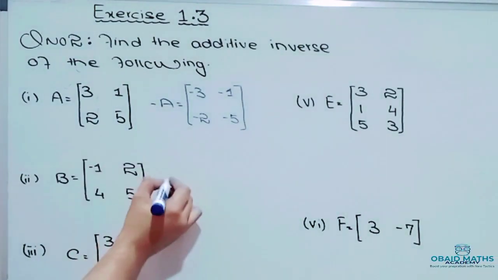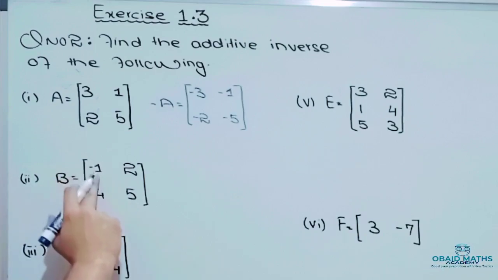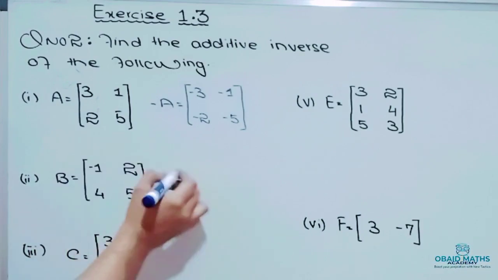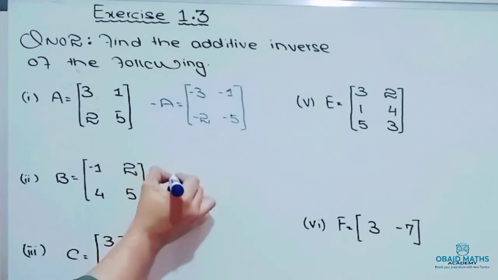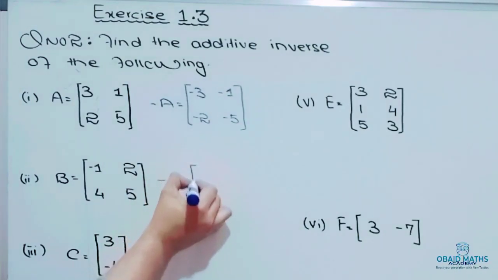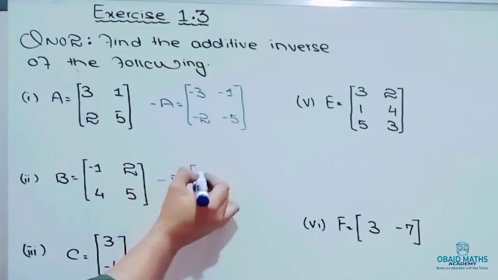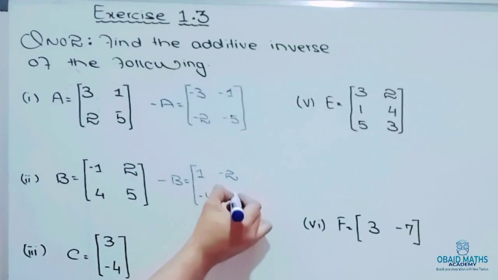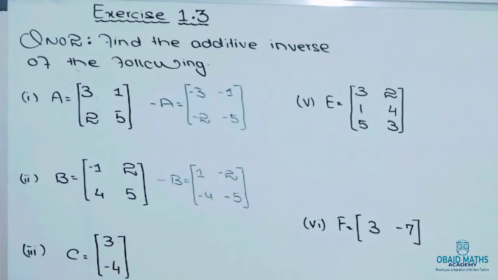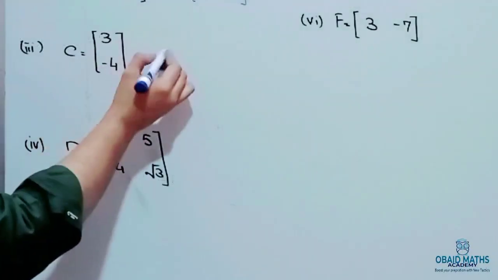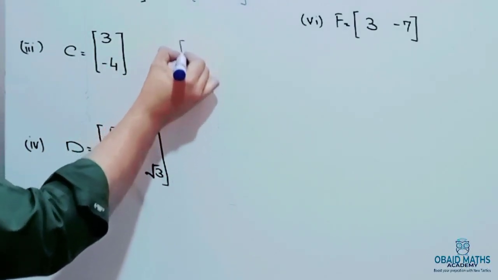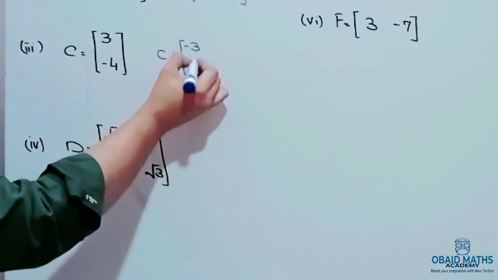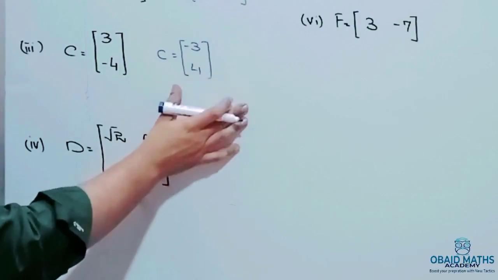Moving toward the next part, B. In the B form, there is a negative number. So when we are going to find the additive inverse, the negative sign will be converted to a positive one. Just like this, the additive inverse of matrix B means minus B is equal to plus 1, minus 2, minus 4, minus 5, and matrix close. Very easy. Third part, C is equal to minus 3, and there is a negative 4, so it will be converted into the positive 4. So this is your answer.